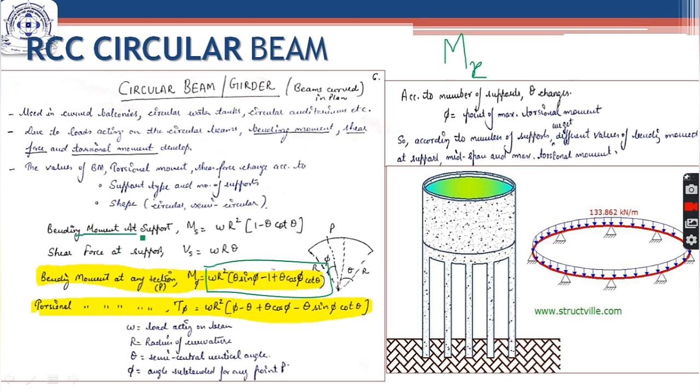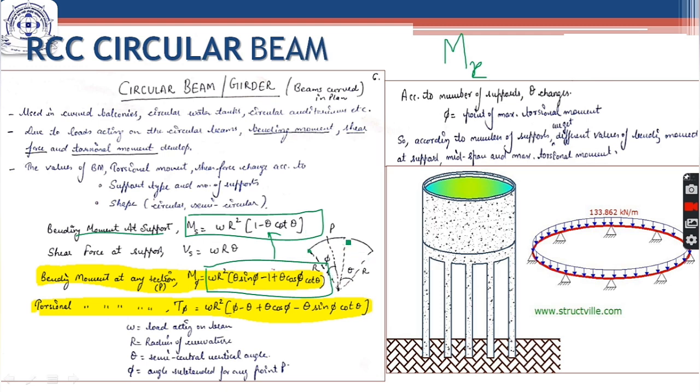Now if I have to find the bending moment at support, so what will change? W, R and theta are constant for a particular beam. At the support, the value of phi will be 0 degree. So if we substitute phi equal to 0 degree in this equation, we will get this expression. So this is the expression for bending moment at support.